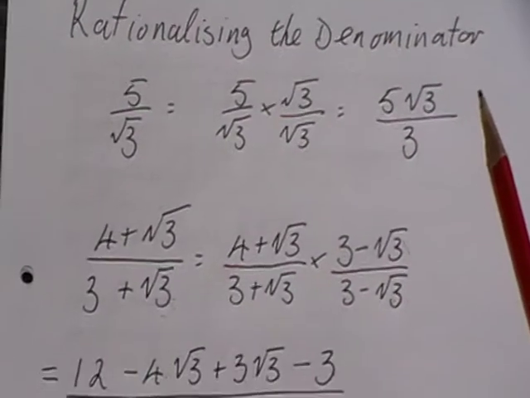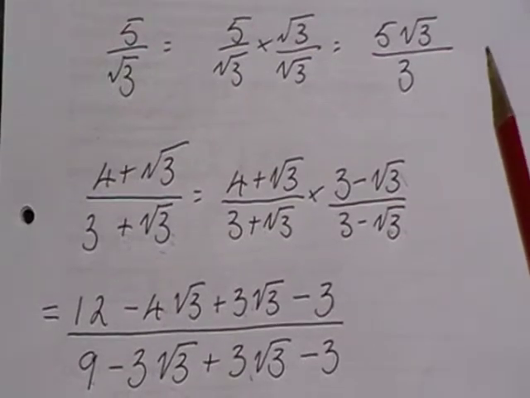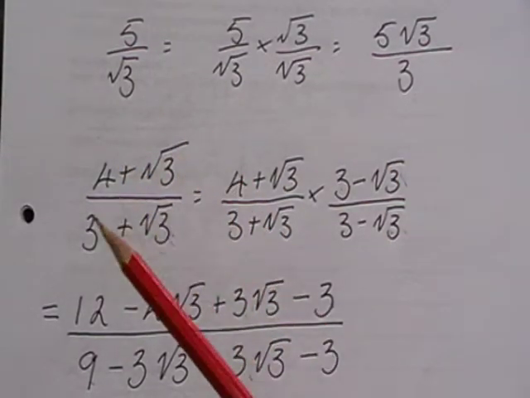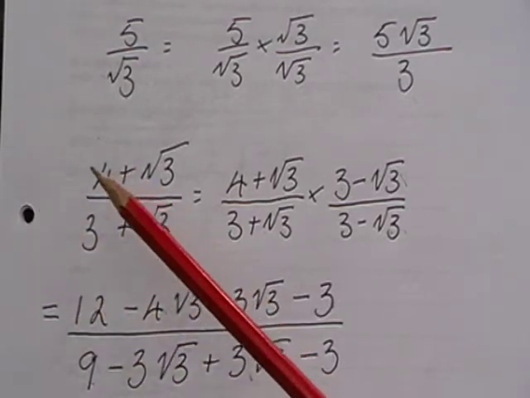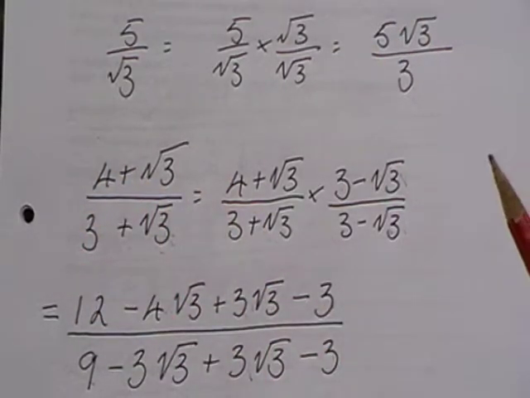Next one, slightly more complex. We have 4 plus root 3 over 3 plus root 3. Now, if we need to rationalise that, then we use the concept of the difference of two squares.